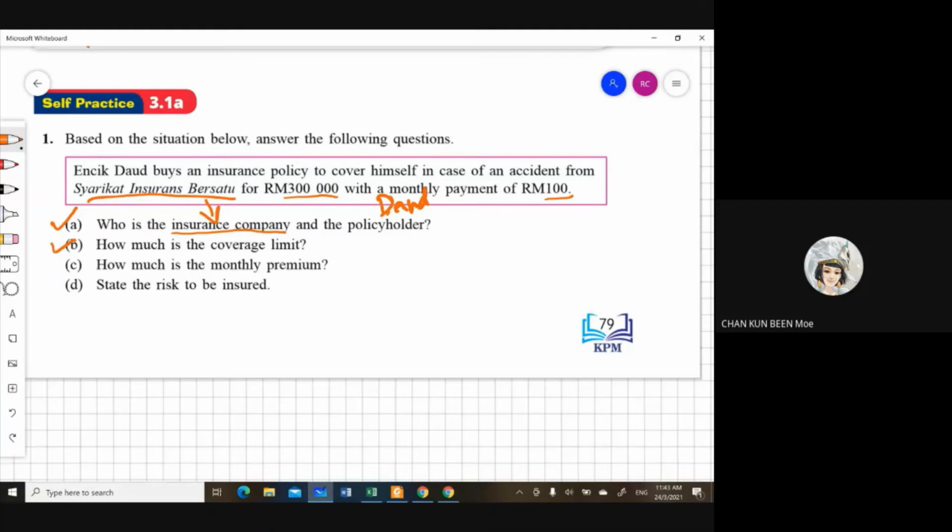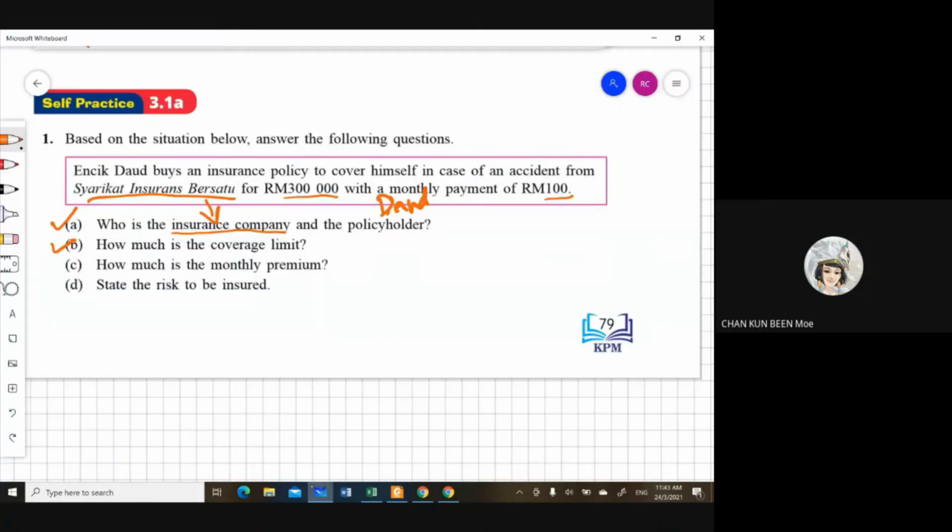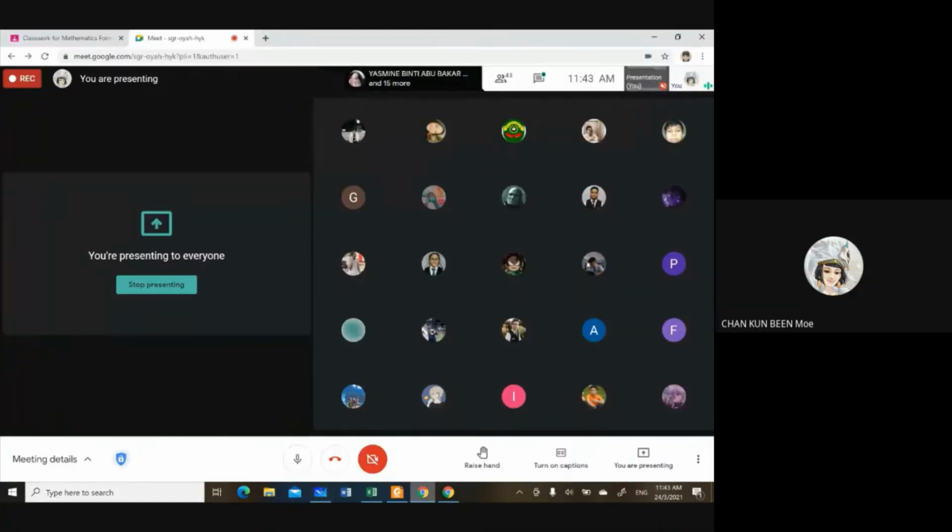Now we look at B. Because this question is easy, that's why I go through with you first. How much is the coverage limit? Anyone can answer me? 300,000 ringgit. Yes, correct. 300,000 ringgit. Very good.